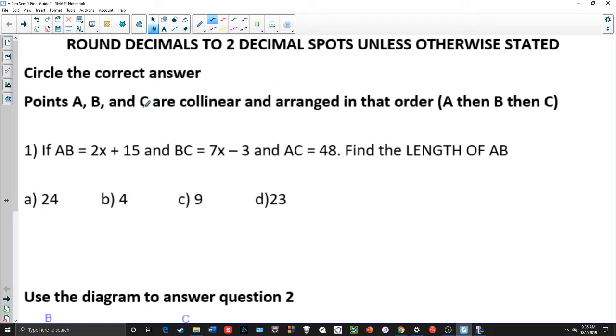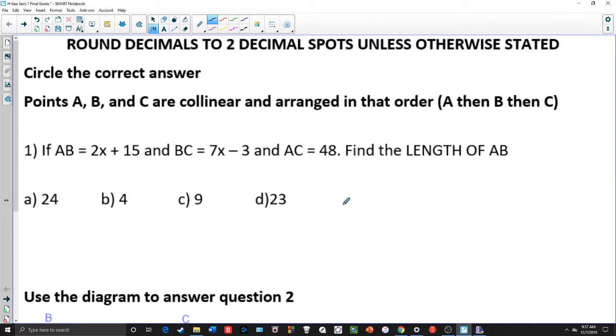It says points A, B, C are collinear and arranged in that order. If AB is this and BC is that and AC is that, find the length of AB. So length meaning we want the actual length of the segment. So let's first start by drawing a diagram. It says A, B, C are collinear, which means they make a line, and arranged in that order.